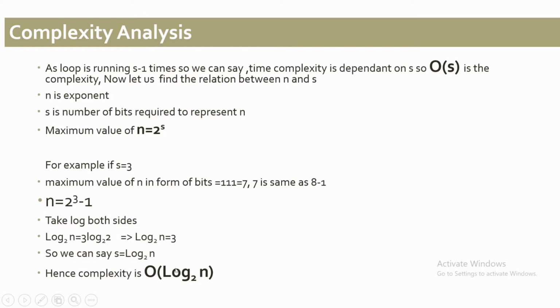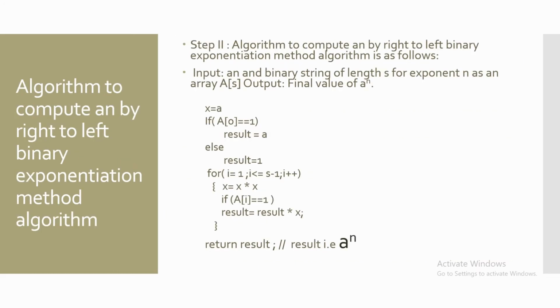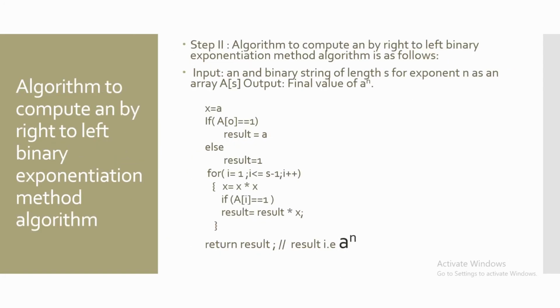Right? So now we'll take another approach, that is the right to left exponential method. It is also again using the same approach. I'm again moving to the algorithm, and one thing you have to remember: what is pseudocode? Pseudocode is just the representation of the algorithm or the program in the form of words, right? So if you understand the algorithm, you can write the pseudocode in the form of words. So I'm making you understand the algorithm.